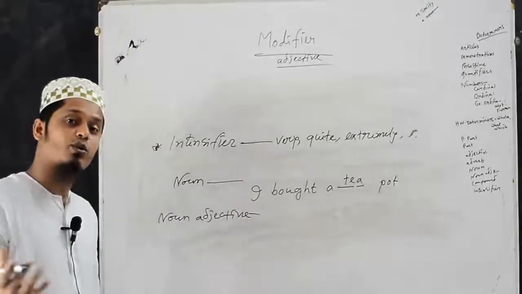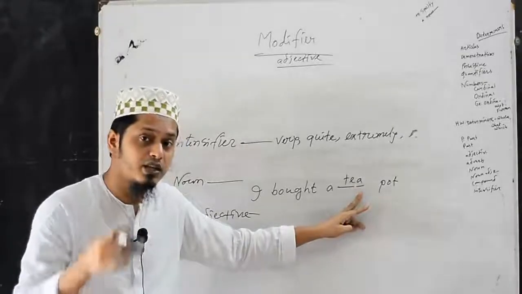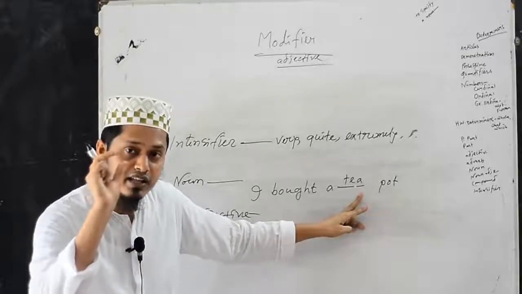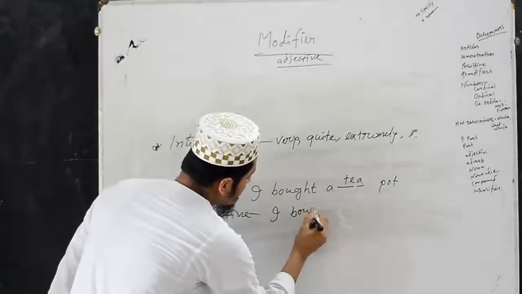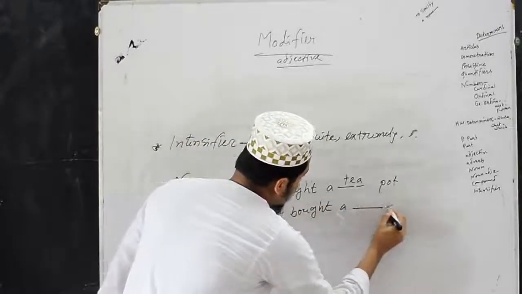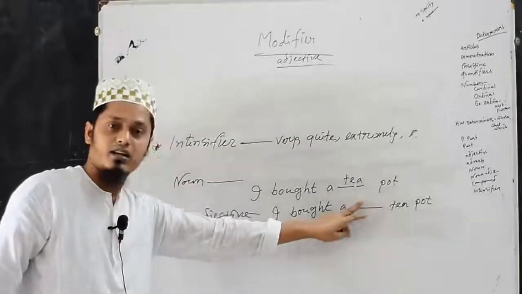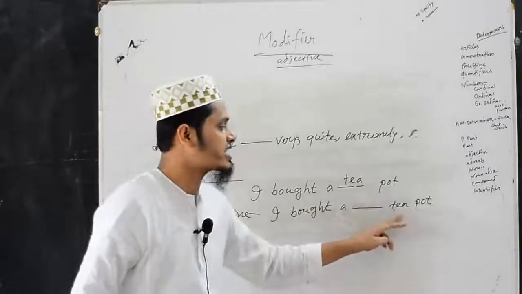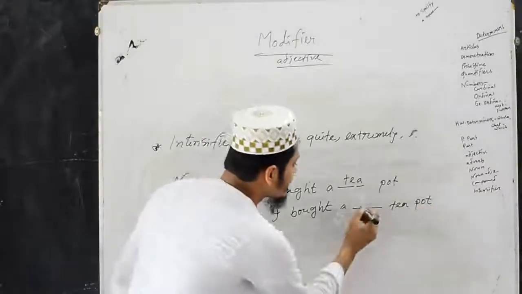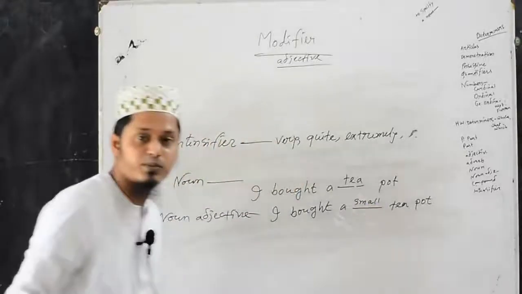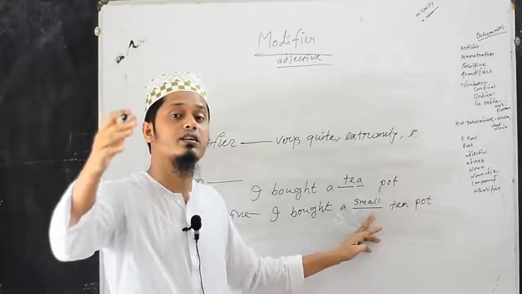And then another example, noun adjective. Actually, what's the noun adjective? Noun adjective is also like this, but here you will get two nouns and a single adjective. I bought a dash teapot. Here I have given you a gap. I have bought a dash teapot. Tea is a noun, pot is a noun. If I add here an adjective, a small teapot. So this is also a modifier. This is called noun adjective as premodifier.